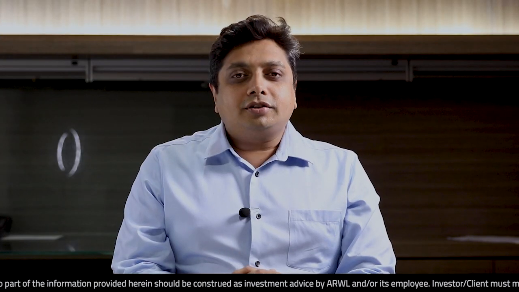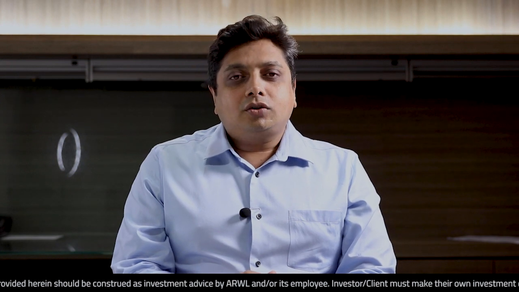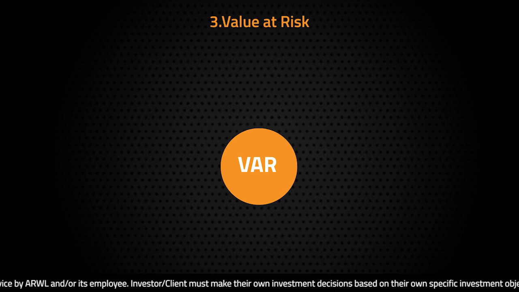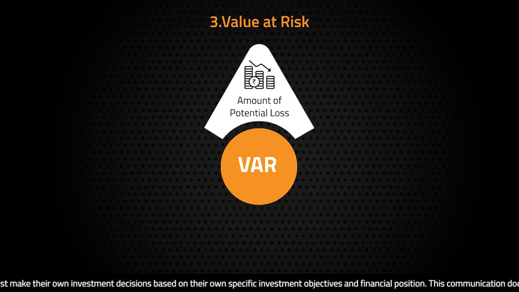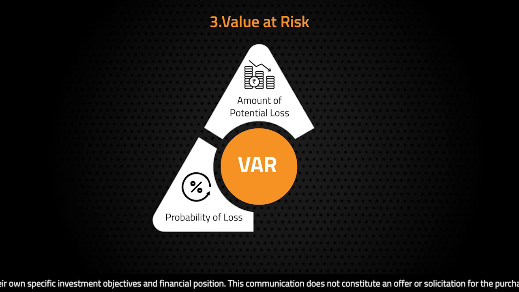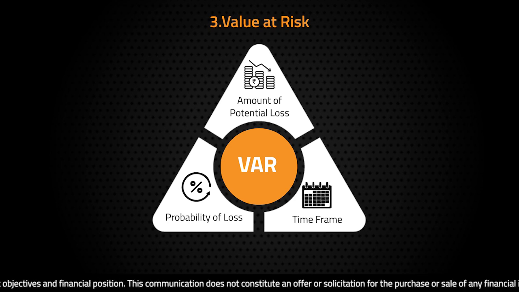The third measure of risk is value at risk, commonly referred as VAR. Now VAR is a single risk measure that quantifies 3 variables. First, what is the maximum potential loss? Second, with what probability you can get that loss? Third is over what time period.